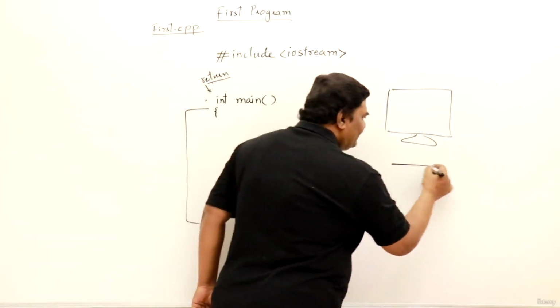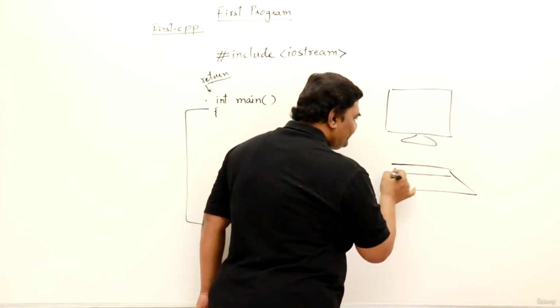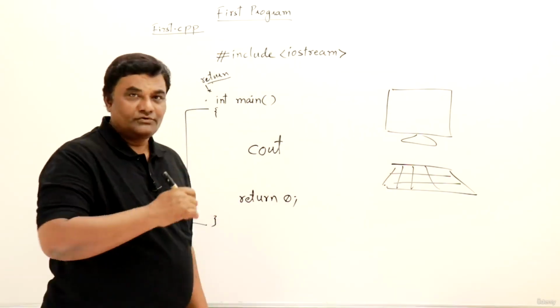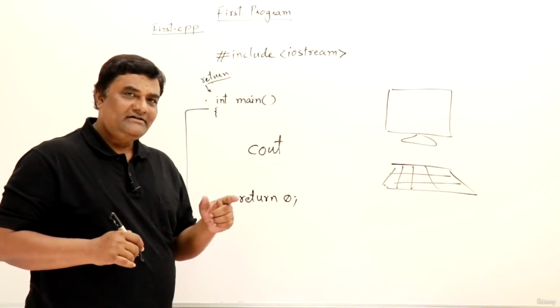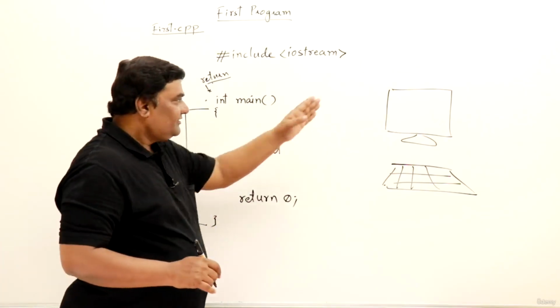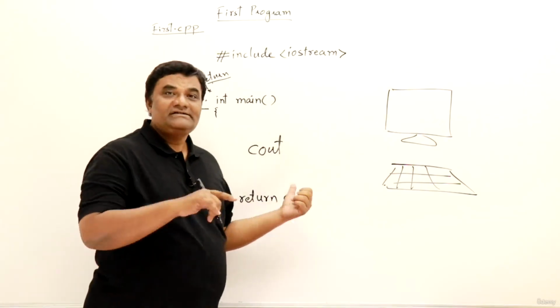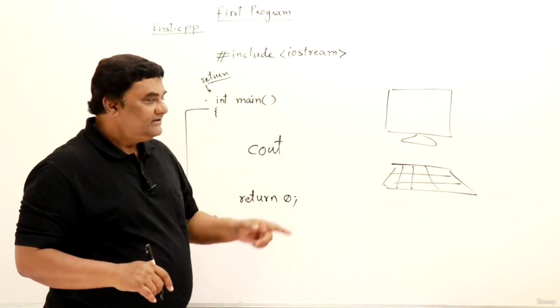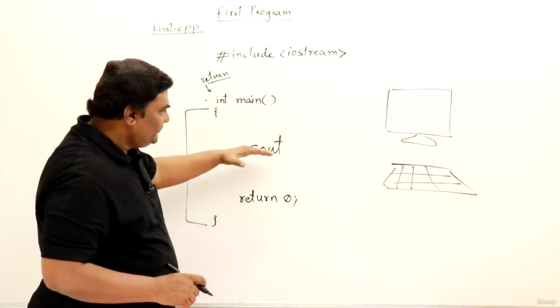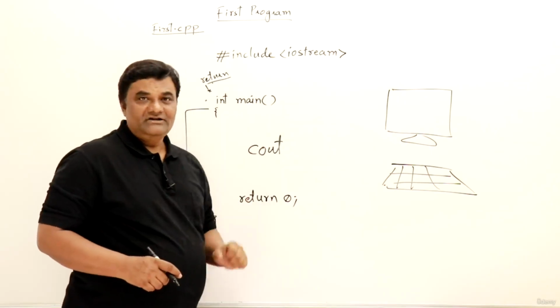Then there is the keyboard, which is useful for taking input, right? So this is the input console. So for that there is cin, yes, cout for the monitor, console out, and cin, that is console in, for the keyboard, that is taking any input from the keyboard. So let us use cout and print something on the monitor.